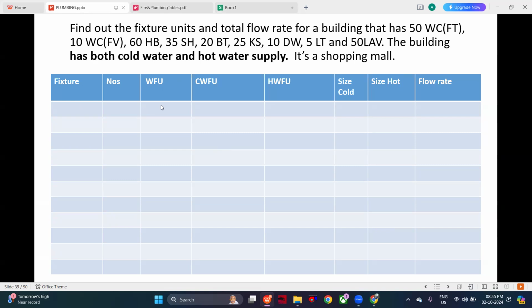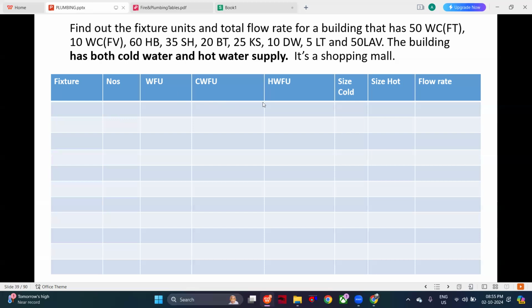Fixtures, number, water fixture unit, then 3.7. Take 3 by 4 of that water fixture unit, then take the total one or multiply it. Take 3 by 4 of that water fixture unit if the fixture has cold water or hot water.